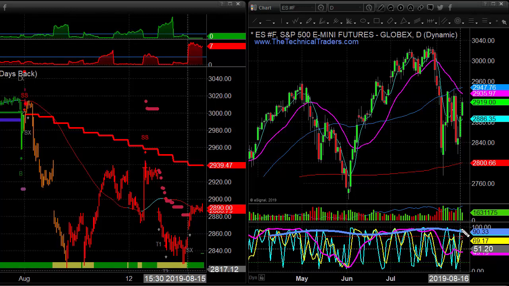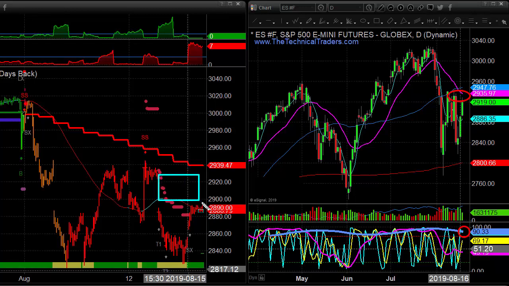I'm pretty sure we're going to see the green, the blue, and the yellow get up into overbought territory at the open, meaning our momentum and short-term cycles will be overbought. We're going to be trading in resistance. We're going to have that gap fill, and we're going to have a gap up now.